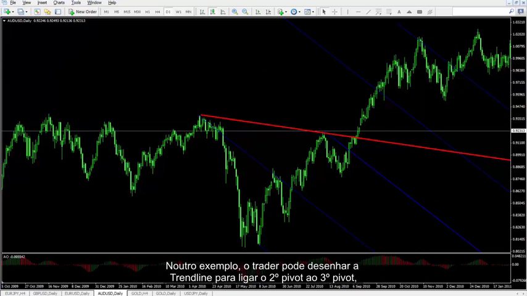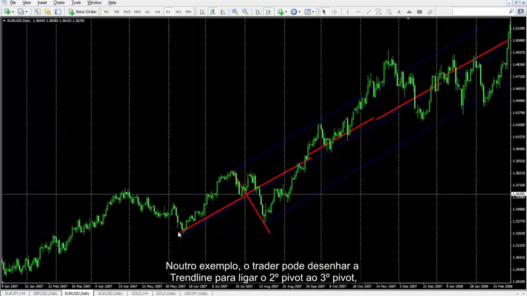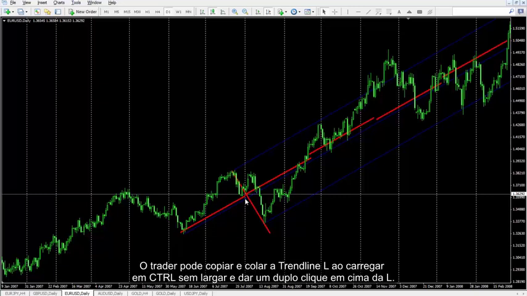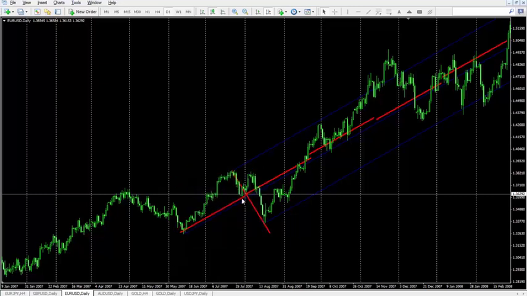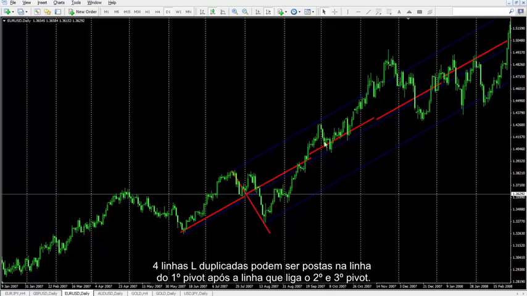In another example, a trader could draw a trend line to connect the second and third pivots. Then, a direct trend line could be placed between this line and the first pivot, known as L. A trader could copy and paste the trend line, L, by holding Control on the keyboard and double-clicking on the L. 4 duplicate L lines could be placed on the first pivot line after the connecting line between the second and third pivot.